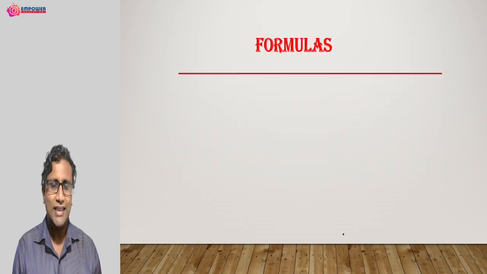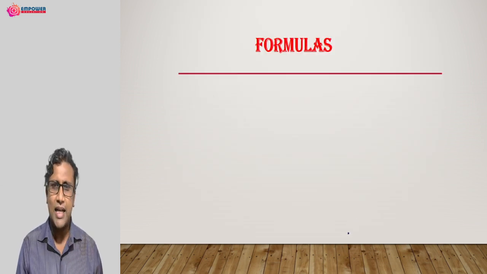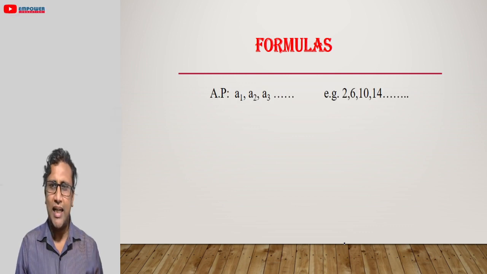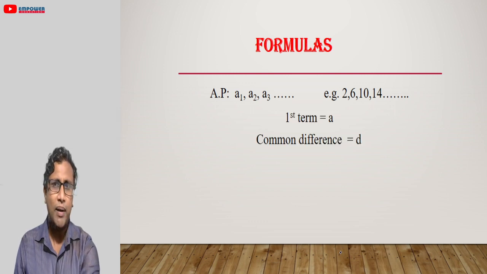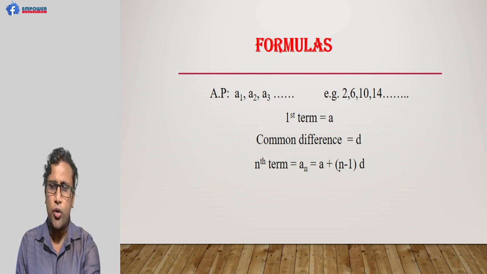So first of all, let's see some formulas. We already have studied arithmetic progression, so we know the formulas. This is the basic arithmetic progression, you all know. The basic terms are: the first term is called a, the common difference is small d, and the nth term is a plus (n minus 1)d. So we know all these things, so let's not waste time on that.